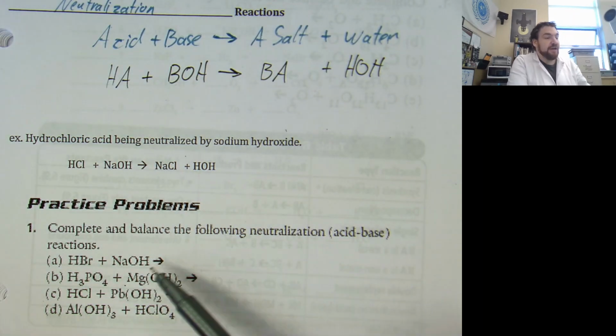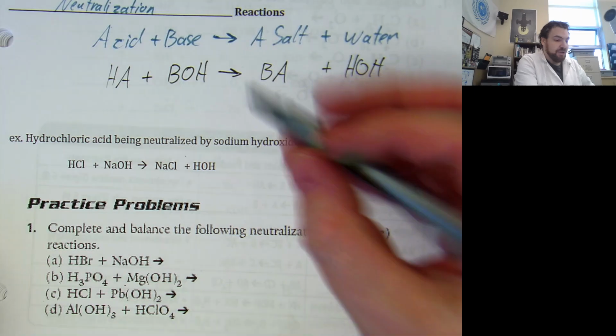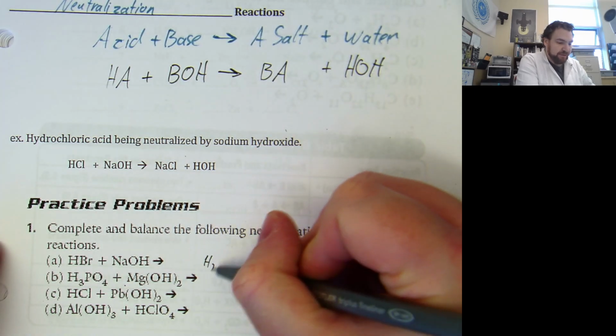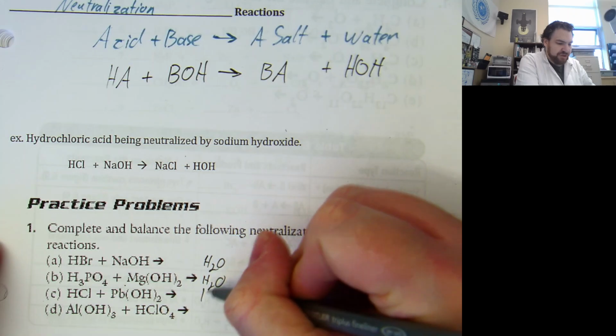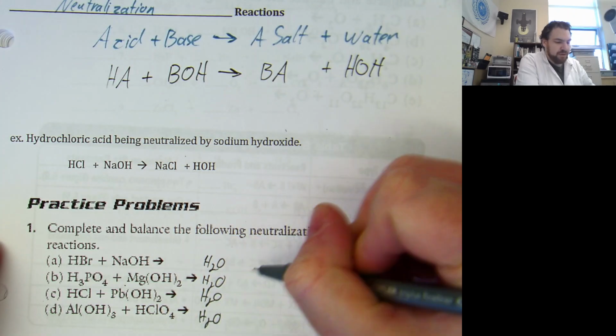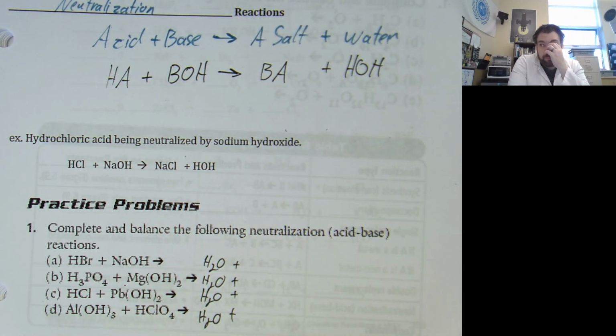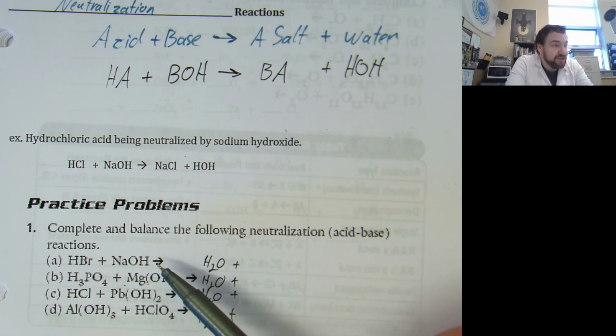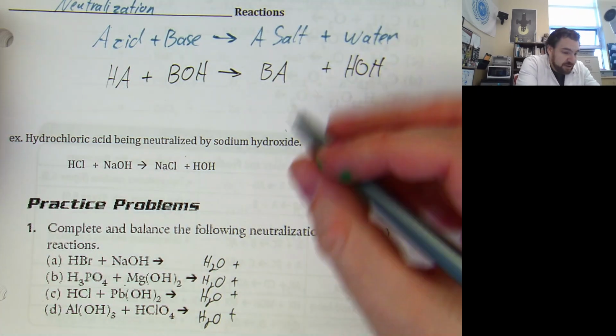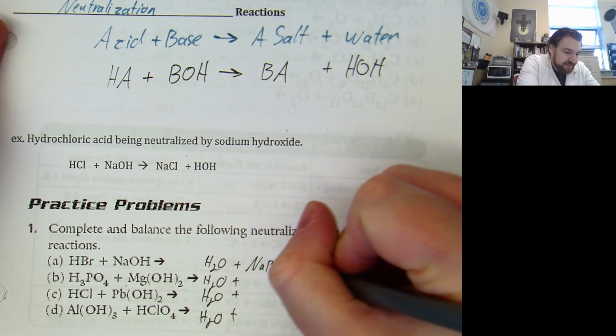The first product in all 4 of these reactions we could write as what? Water. So H2O all the way down. H2O, H2O, H2O, H2O. Plus, plus, plus, plus. And now let's go ahead and build the salts. What's the salt coming out of this first acid-base neutralization reaction? It's going to be NaBr. Whoever said that is correct.